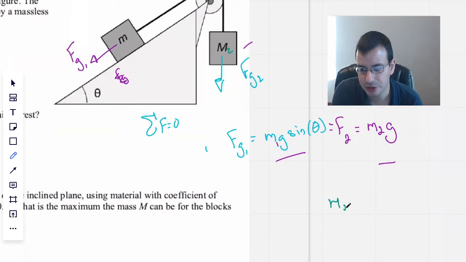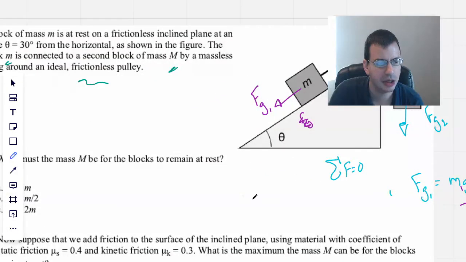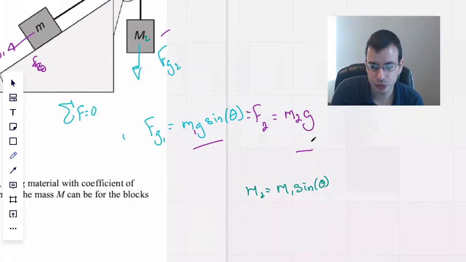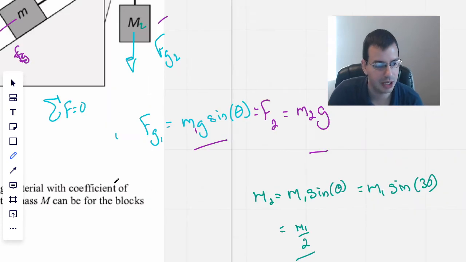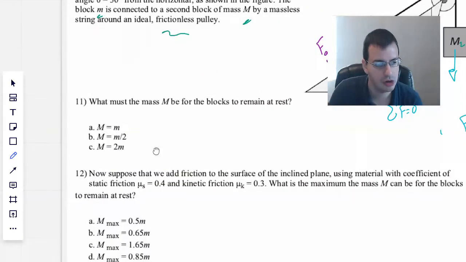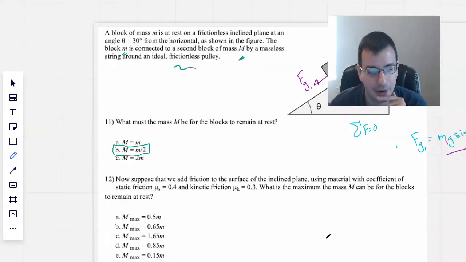So we have m2 equals m1 sine of theta. Well, I think they said theta equals 30 degrees, yep. So equals m1 sine of 30. We know what the sine of 30 is. That's 1/2. So m2 equals m1 over 2. Not too bad. Fairly reasonable. Okay, so we'll say B is the solution to that one. Okay, so now we got that part.